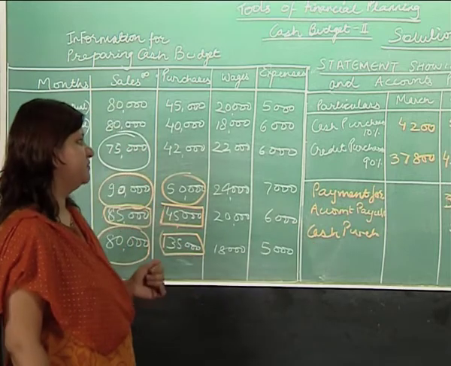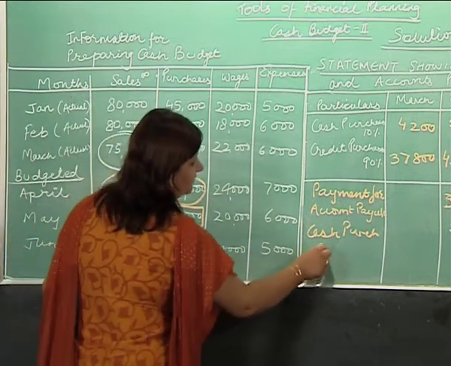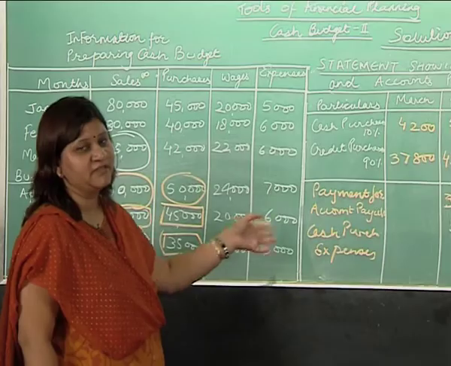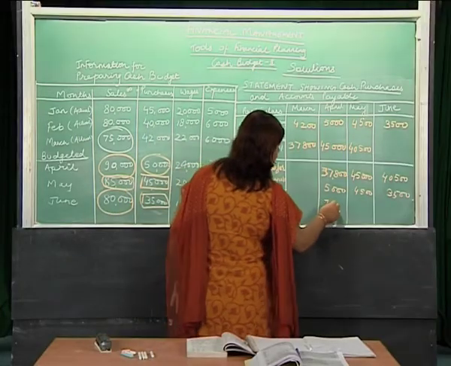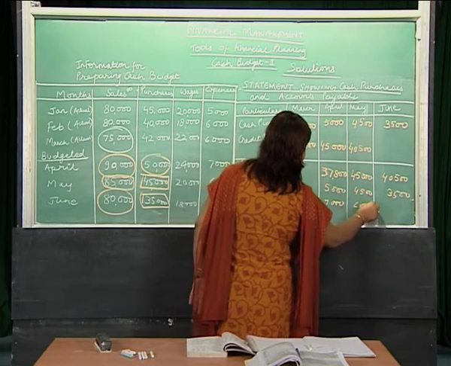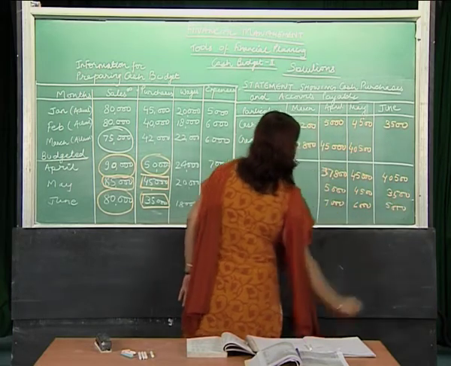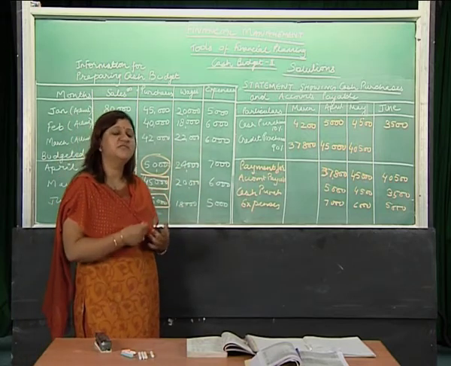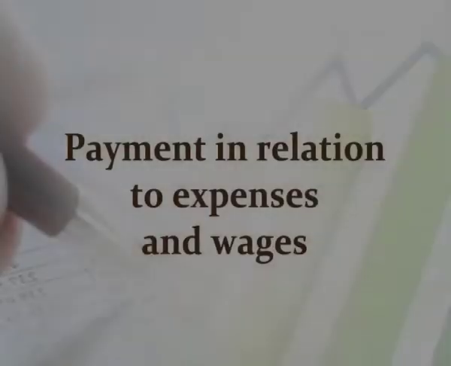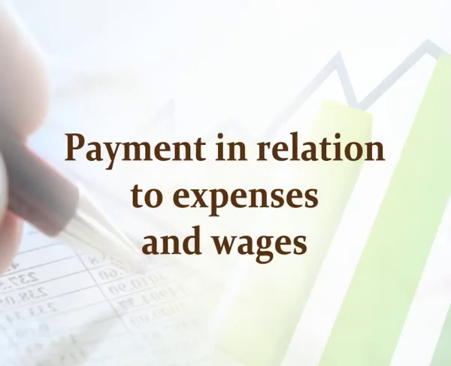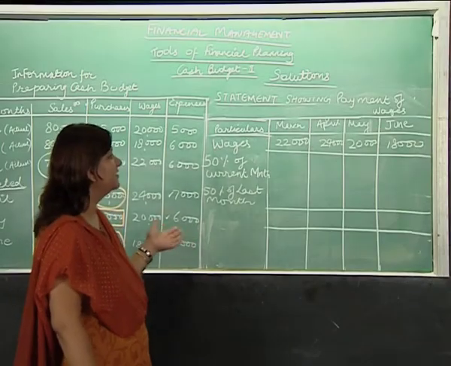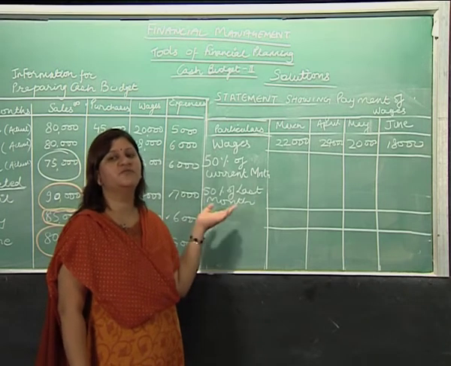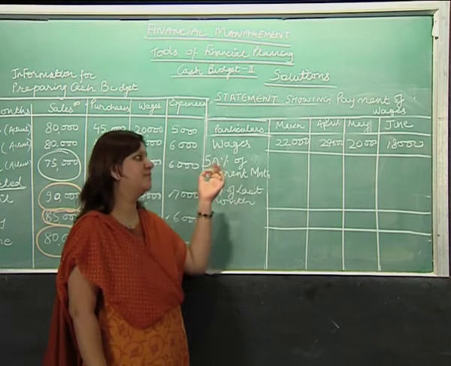Now another payment which will be made is for the expenses. It will be 7,000, 6,000 and 5,000 in their respective months, that is for April, May and June. Now another important calculation which we need to make is for the wages. So let's learn this with the help of a statement. Now we have the computation sheet for the computation of the wages to be paid. That is the amount of the cash which we need to pay for the payment of the wages.